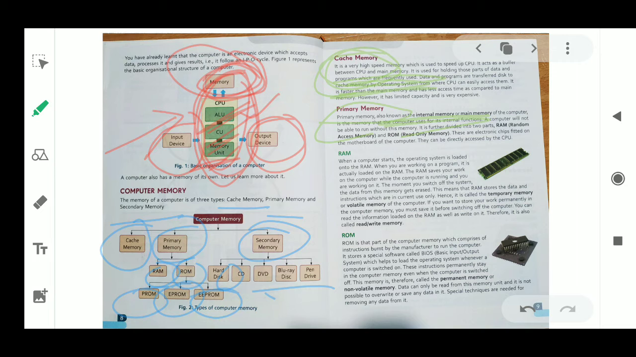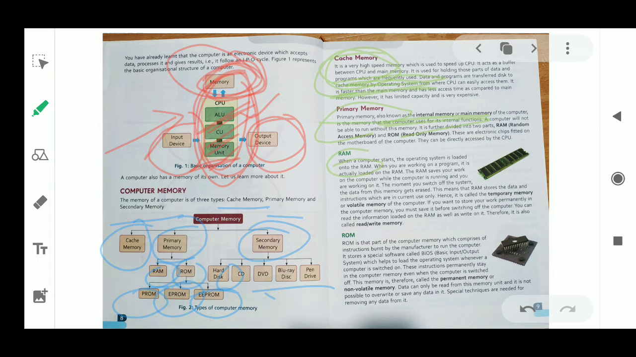Next, about the RAM. RAM stands for random access memory. And what is the use? First of all, you must know RAM is a volatile memory. Volatile memory means if your computer is on, whatever data is in that RAM will be there. But once your computer is switched off, all the data will be erased from the RAM. So what is the use of the RAM?